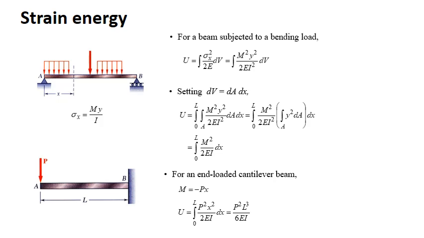M will change for different end conditions and loading conditions, and accordingly you have to pick up M, evaluate M, and then substitute here to get the expression for strain energy. For an end loaded cantilever beam, M is simply minus P x, because the negative sign indicates it is creating a hogging moment. Substitute here, and you will get P square L cube by 6EI. In this fashion you can derive the strain energy for bending depending on the loading and end condition. But if you remember this general expression, the integral from 0 to L of M square by 2EI dx, that is good enough. For any beam you can evaluate the total strain energy.